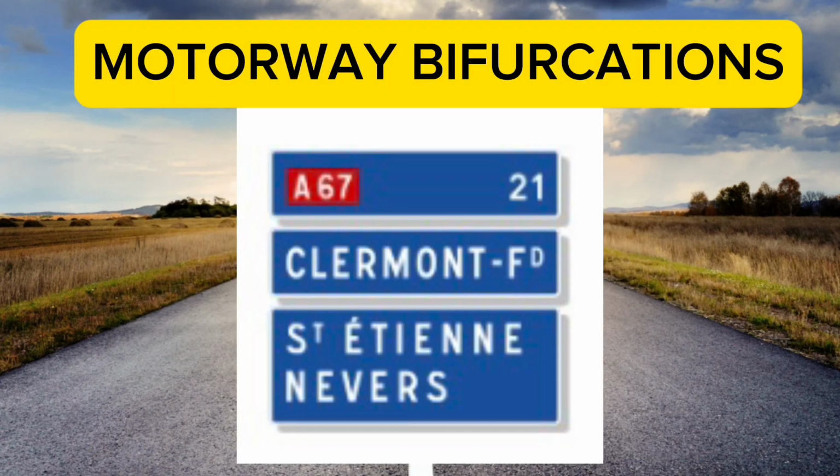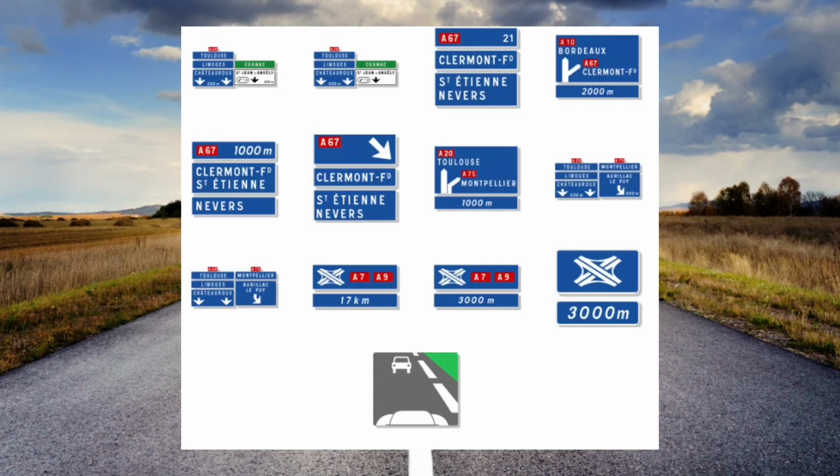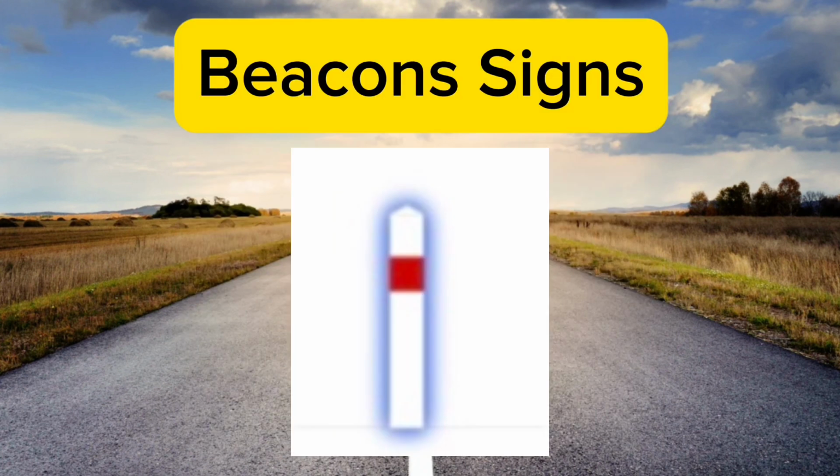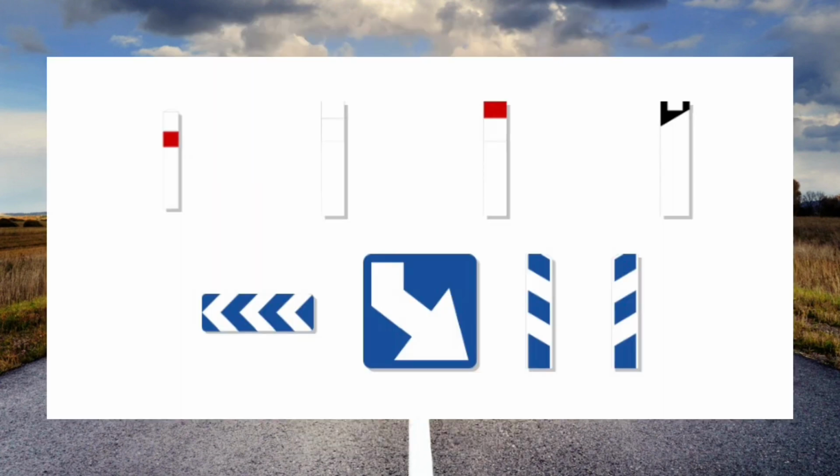Motorway bifurcation. A motorway bifurcation is the separation of the highway into two branches. The driver has the possibility to continue on the same highway or change direction to take another highway. The following are the examples of motorway bifurcation. Another type of panel is called balises. Its role is to guide us or to report a particular danger to us. The following are the examples of balises.